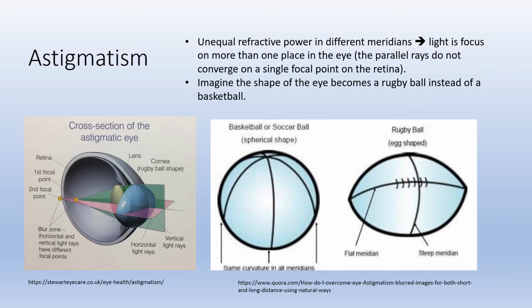When that happens, the parallel rays do not converge on a single focal point on the retina. Just like what you see in this diagram, the horizontal and vertical light rays have different focal points, and you end up having a blurred zone in between these two focal points.